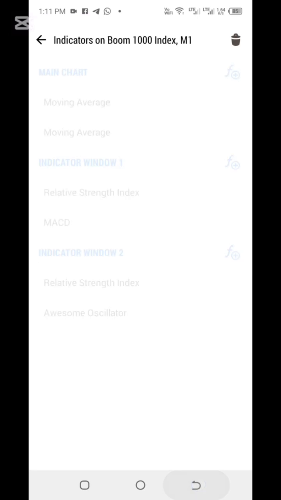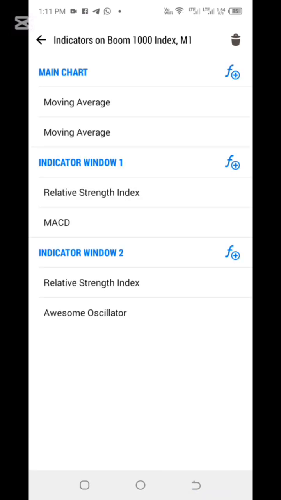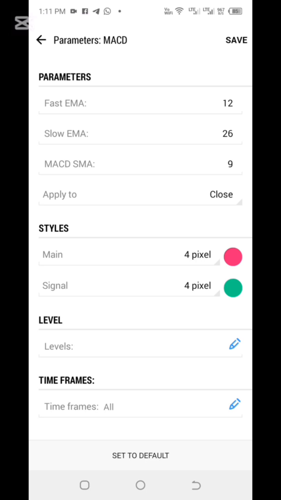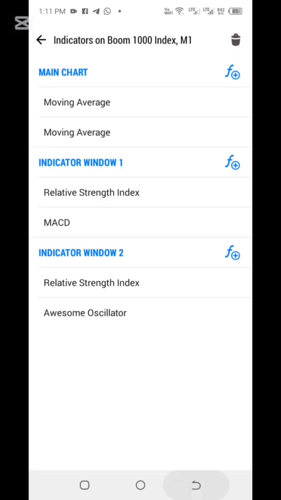We also have the MACD on indicators window 1. So these are the settings of the MACD. Fast EMA 12, slow EMA 26, MACD SMA 9, apply to close, style. Me, I choose 4 pixel on color pink and green. You can also choose any colors of your choice. So on indicators 1, it will look like this.